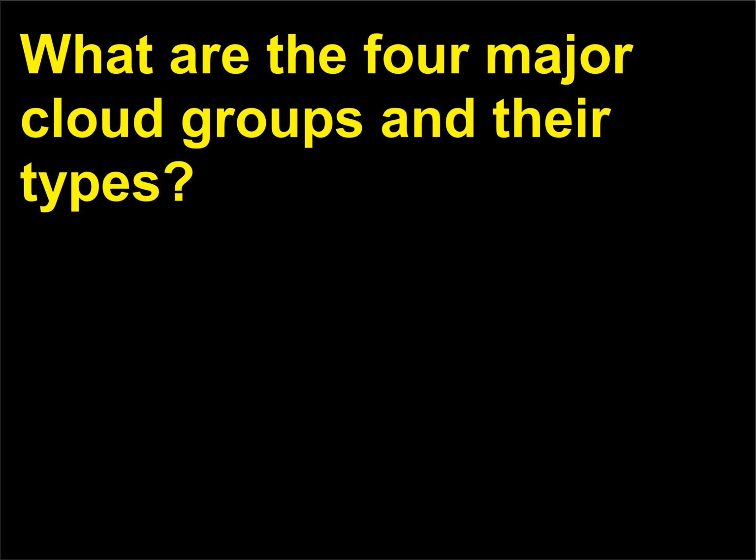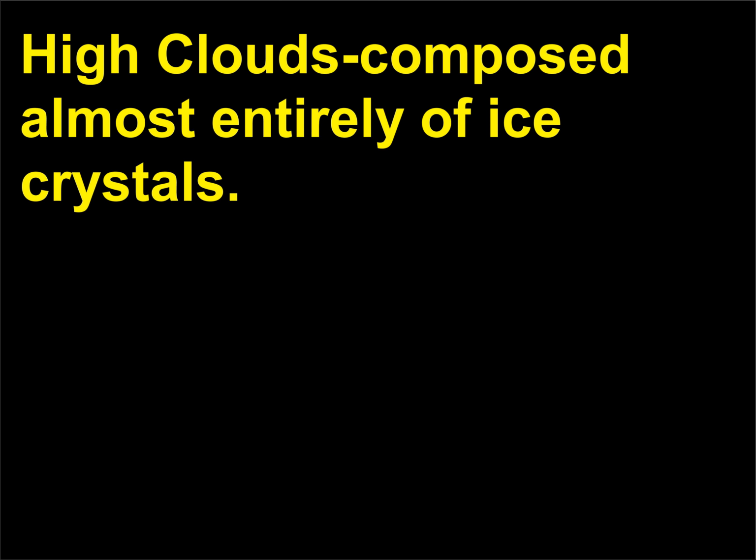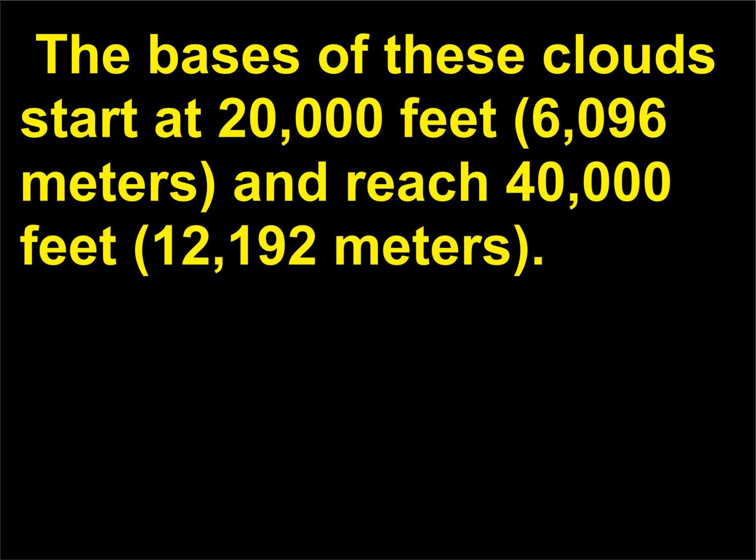What are the four major cloud groups and their types? High clouds are composed almost entirely of ice crystals. The bases of these clouds start at 20,000 feet, 6,096 meters, and reach 40,000 feet, 12,192 meters.